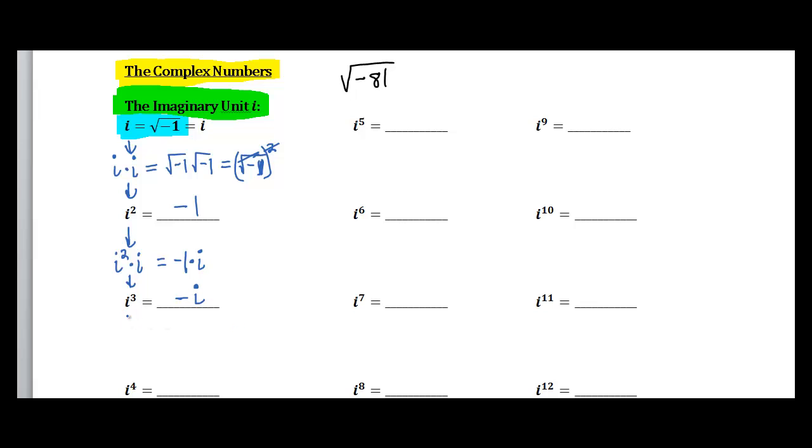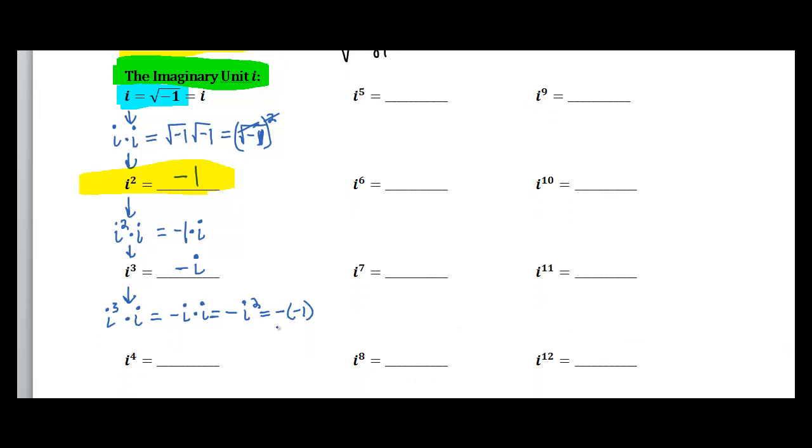Now I want to go from i to the third power to i to the fourth power. All I have to do is multiply i to the third power times i. So if I do that on this side of the equation, I get negative i times i, which is negative i squared. Just like x times x is x squared, and if I have a negative on the outside, it's going to stay there. And I already know what i squared is from right here. Since i squared is negative 1, this is going to equal a negative negative 1, which is a positive 1. So i to the fourth power is positive 1.